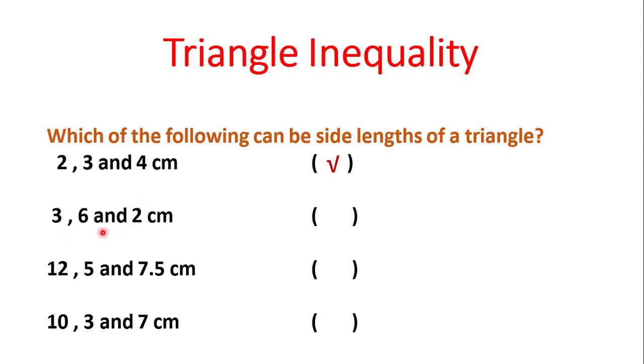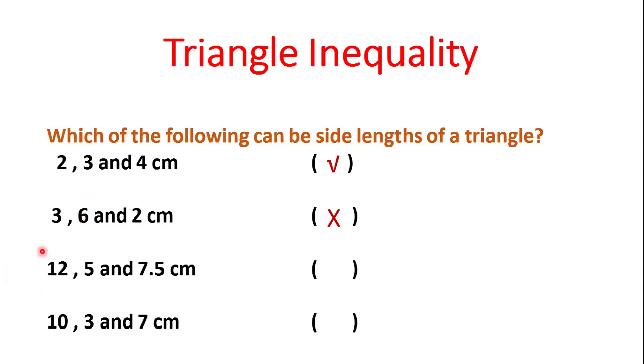Here we have 3, 6, and 2. Okay, 3 and 6, two side lengths in triangle, so the third side should be greater than 3 and less than 9, but 2 is not greater than 3. So it can't be a side length of a triangle. If you notice here, 3 plus 2 is 5. 5 is less than 6.